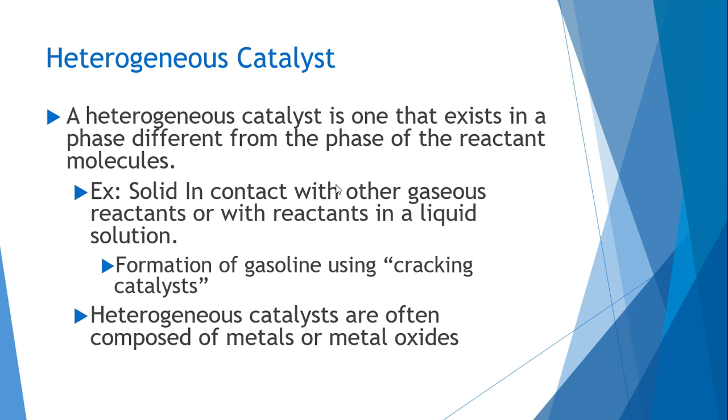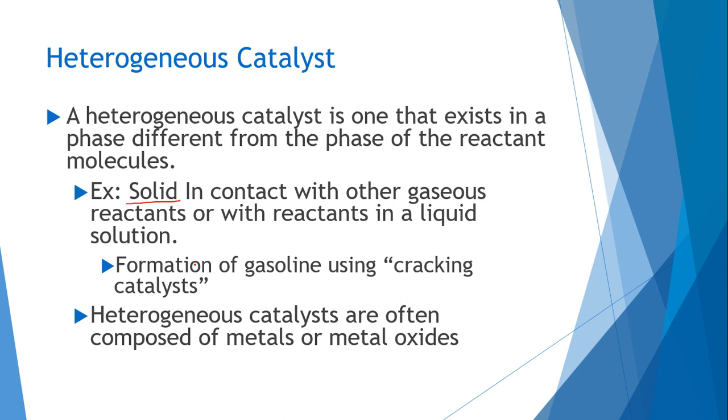The other type of catalyst that we're going to talk about is a heterogeneous catalyst, and a heterogeneous catalyst is one that exists in a phase different from whatever the reactant molecules are. For example, if the reactant molecules were all in a gaseous phase or all in a liquid phase, typically what is introduced is a solid, which is a different phase of matter than the other two. Also, typically that solid is going to be a metal or a metal oxide.